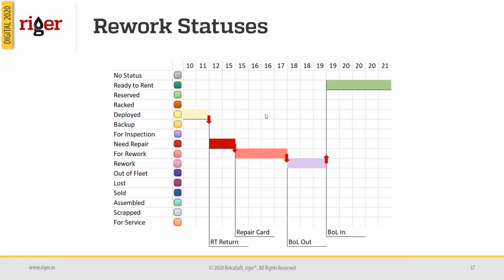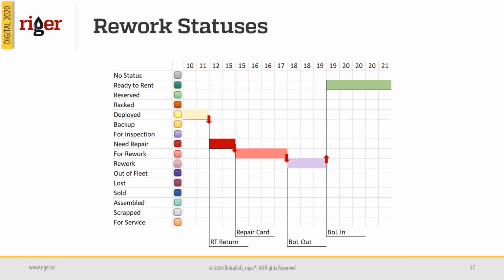So, after the repair card is generated, say, for example, we couldn't do this internally, we need to move it to the repair. So we send this item to rework status. And after that, we're waiting until bill of lading out, when we move equipment to the vendor. And at the vendor, the status for this equipment will be rework.